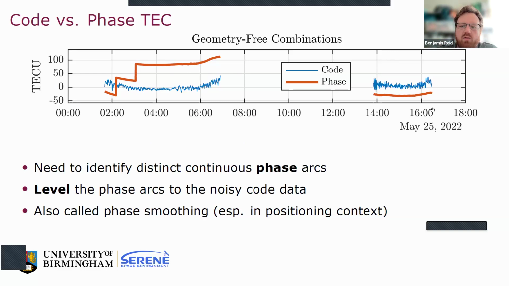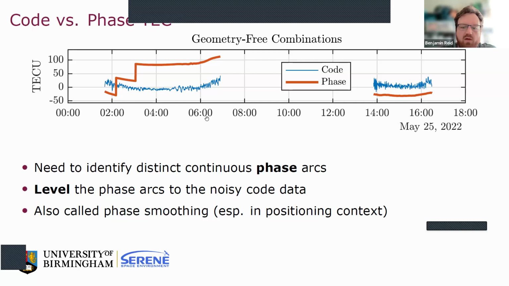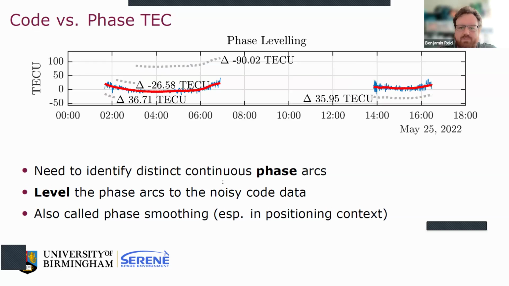So what these smooth ones are, right? Every continuous set of phase measurements we call an arc, a phase arc. So we need to identify them, right? We need to say, here's a continuous arc, here's a continuous arc, here's a continuous arc. And then we need to level them to the code data, right? Because these should be the same. They're the same ionospheric signal, but one is noisy and the other one is smooth. So this is what gets called phase leveling.